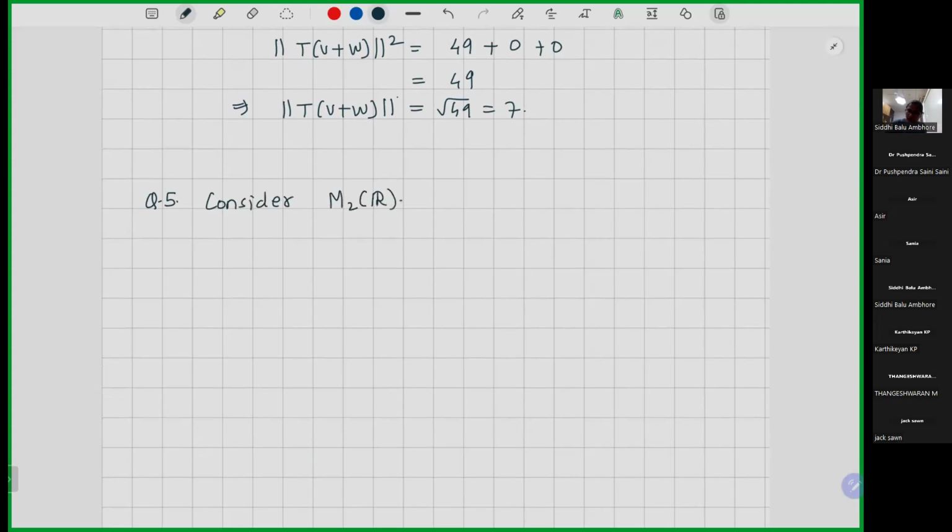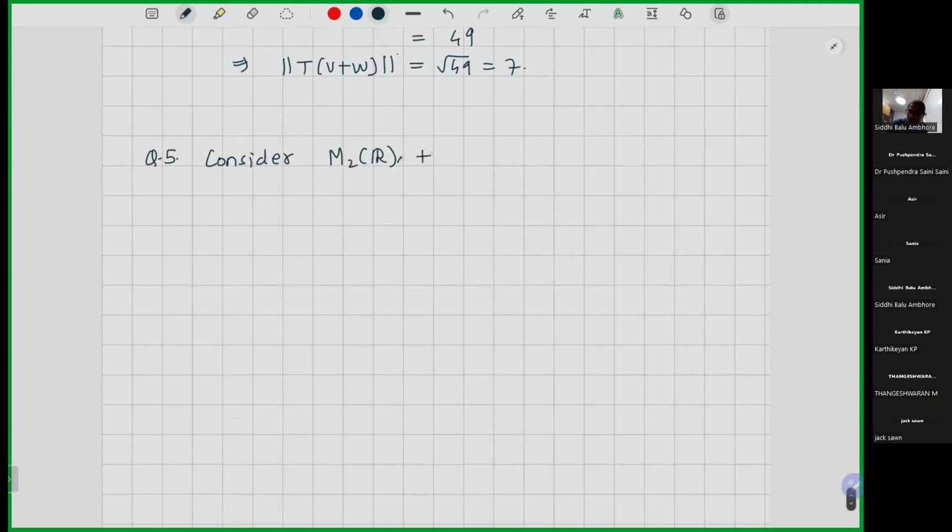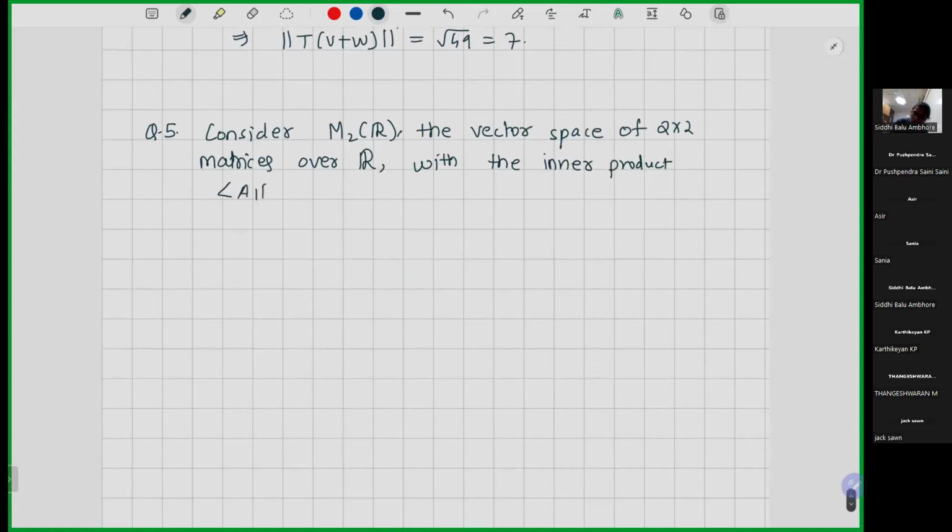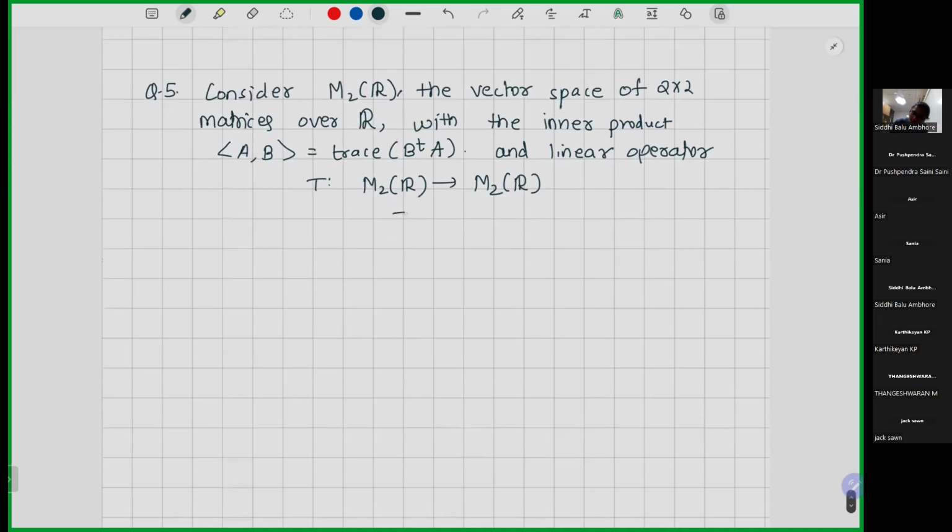M2R. So now we are in M2R, the vector space of 2 cross 2 matrices over R, with the inner product A comma B equal to trace of B transpose A. And our linear operator is T from M2R to M2R such that A goes to A transpose.